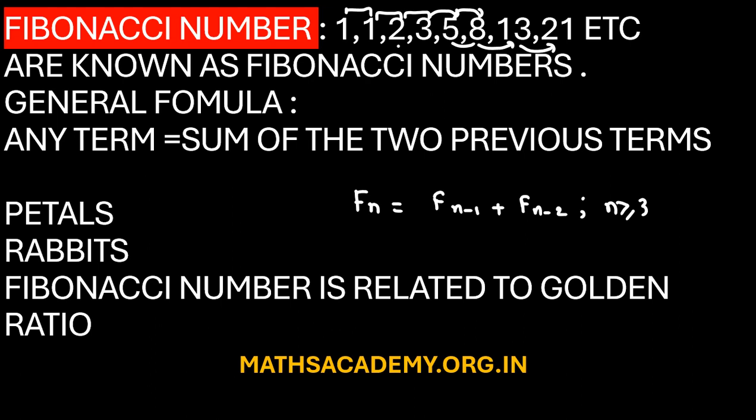But remember that the starting numbers are F1 and F2. F1 is 1, the first number is 1, and F2 is also 1. We see the applications of these numbers in nature. Many things follow the Fibonacci sequence, like the petals of flowers and reproduction in rabbits. This sequence is also related to the golden ratio. In the next slide we will learn what the golden ratio is.